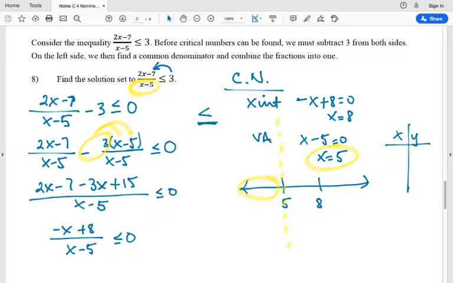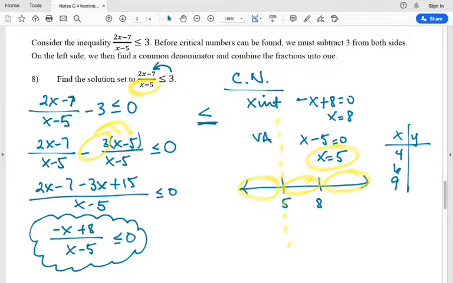For my test points, I'll choose 4 for that interval. And then we have numbers from this interval. I'll choose 6. And then numbers from this interval, I'll choose 9. And again, we want to know if it's positive or negative there. So I'm going to plug it back into that fraction there.